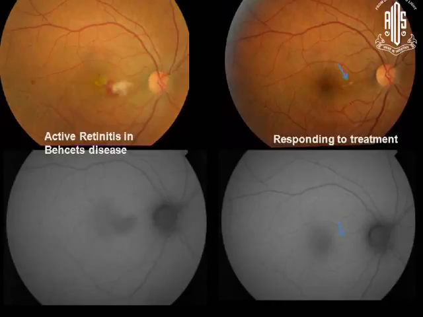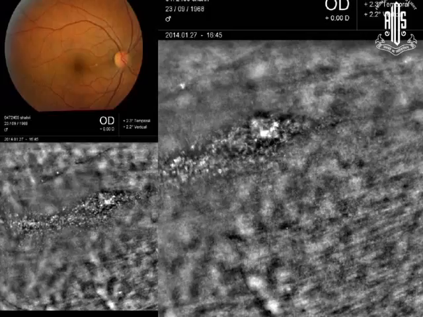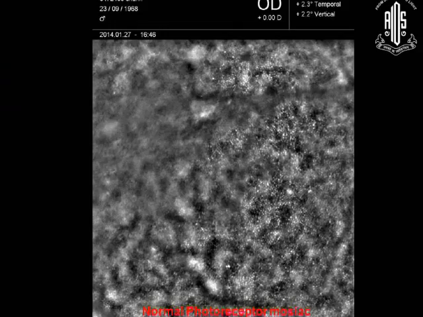This is the scar of the CNV with the overlying photoreceptors dead. This is a patient with Behçet's disease. This is during follow-up when adaptive optics was done. You can see the retinal vessels and the perivascular infiltration. It can be used for glaucoma as well.